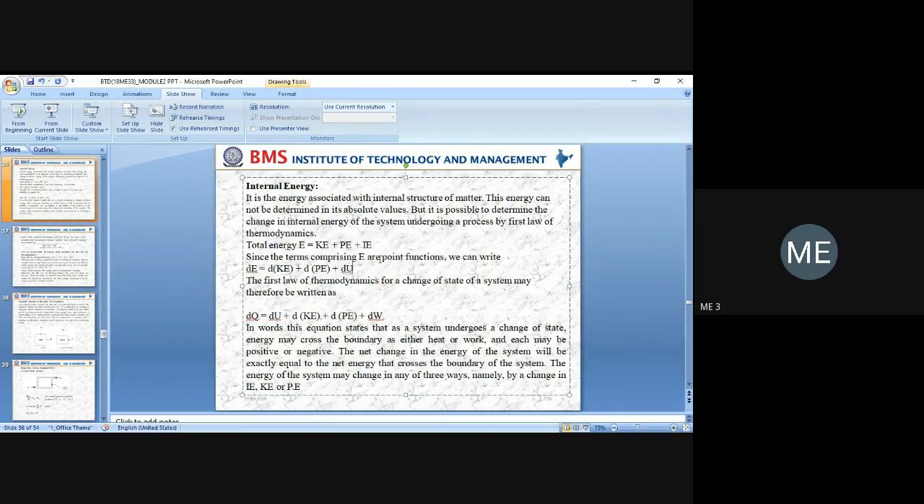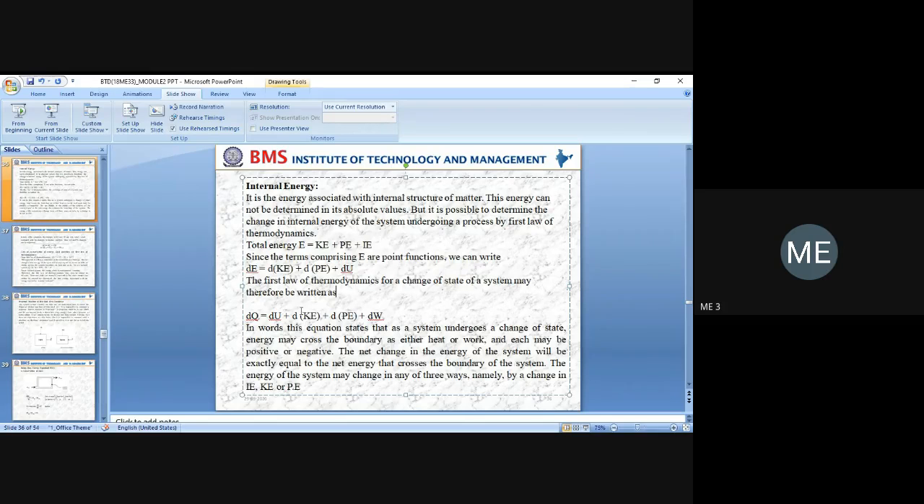And the first law of thermodynamics, as we know, is Q minus W equals delta E. So you can write Q minus W equals delta E, or Q equals W plus delta E. The same thing we can write in the differential form. Don't get confused: E here is the total energy, and U indicates the internal energy. So Q equals delta U plus W, and W in the differential form is dW.